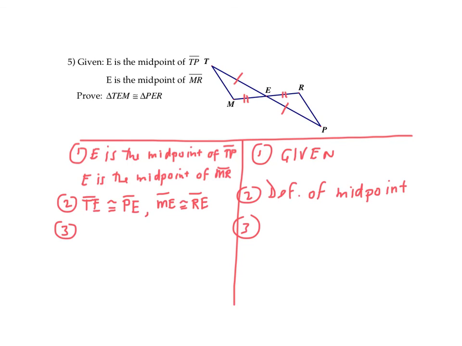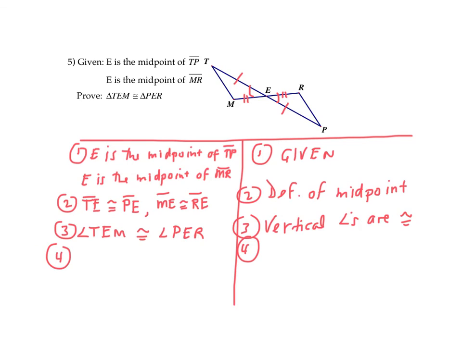Okay, if you take a look, notice that we've got a pair of intersecting lines. So these two angles will be congruent to each other. Okay, we can't just name them with angle E. We have to use 3 letters because there are a lot of angles that share E as the vertex. So the first one I'll name angle TEM, and we'll say that that's congruent to angle PER. And they're congruent because vertical angles are congruent.